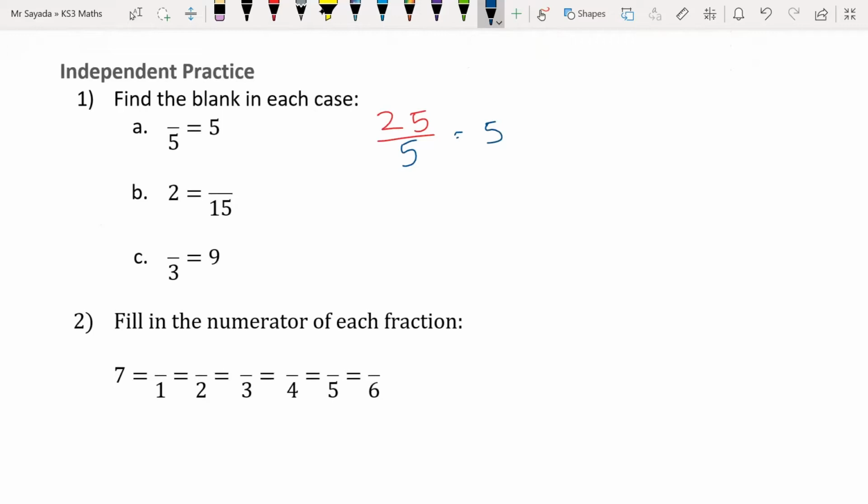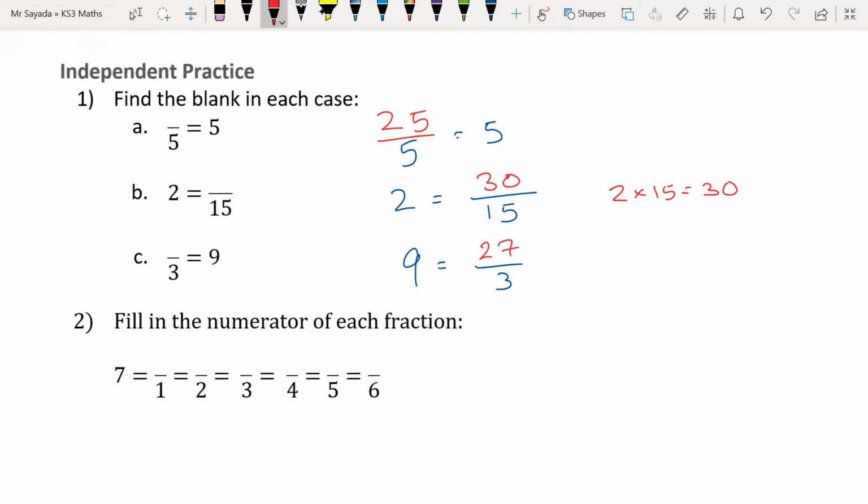The next one, 2 is something divided by 15. So what divided by 15 makes 2? Well, you could quickly work out that 2 times 15 is 30. So that means 30 divided by 15 equals 2. And finally, something divided by 3 equals 9. So what divided by 3 is 9? Well, if you know your times tables, it's 27 divided by 3.